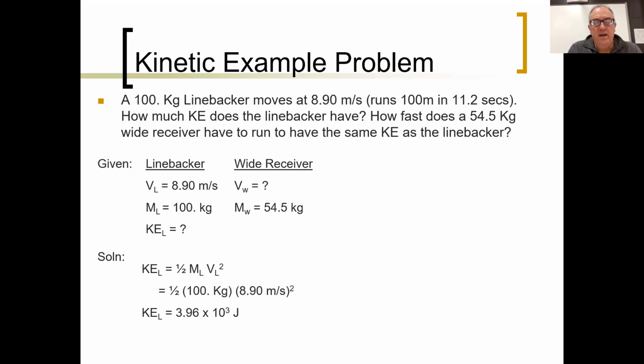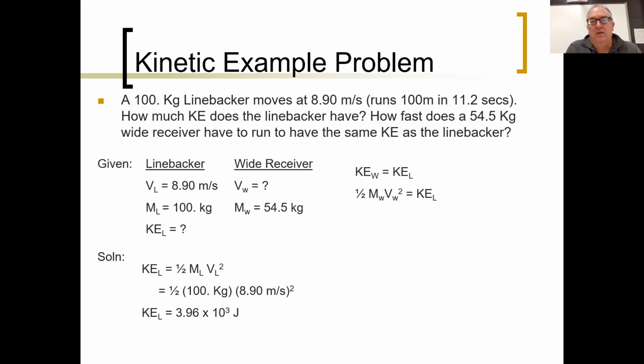Well, we need to figure out the velocity of the wide receiver, and we know we want the kinetic energy of each of them to be equal to each other. And I do already know the kinetic energy of the linebacker. And I know I can break down the wide receiver. I can get my mass for him and the velocity.